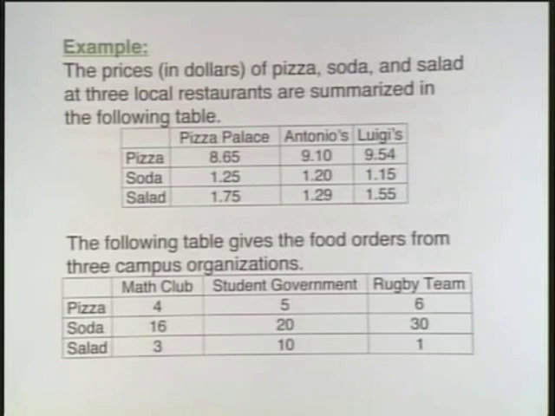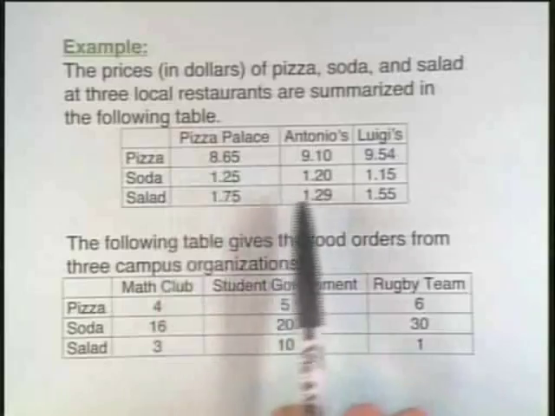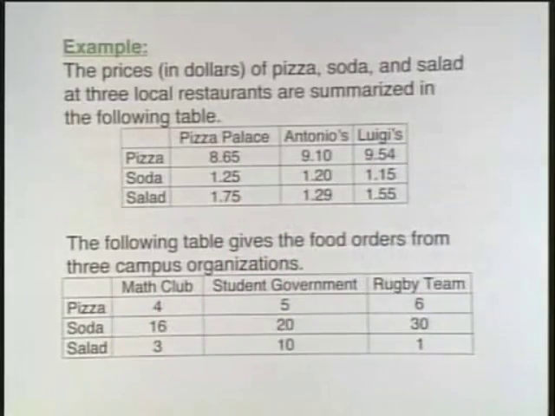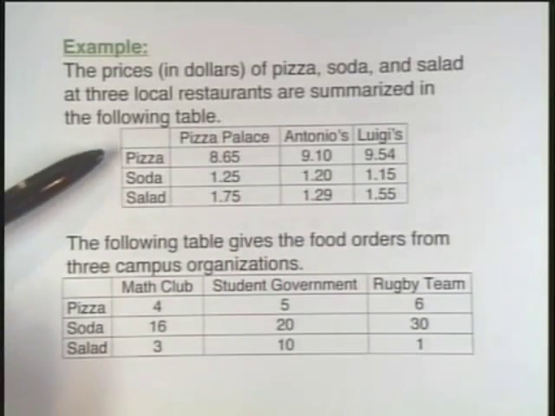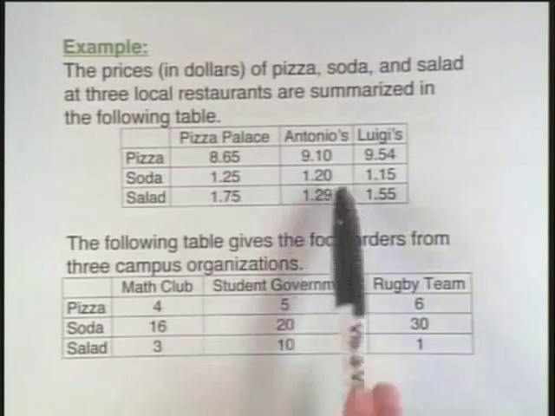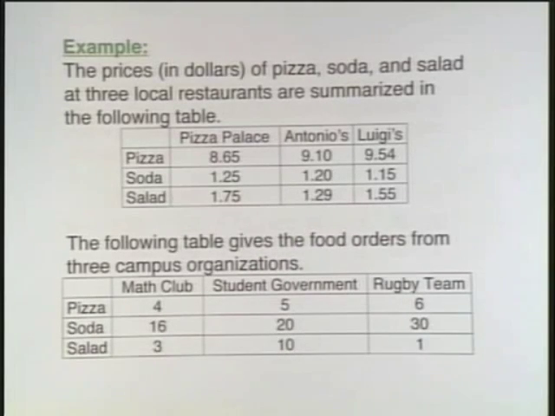Example: the prices in dollars of pizza, soda, and salad at 3 local restaurants are summarized in the following table. The restaurants are Pizza Palace, Antonio's, and Luigi's, and pizza, soda, and salad are what the prices are given for. The following table gives the food orders from 3 campus organizations. The organizations are the Math Club, Student Government, and the Rugby Team. Their orders for pizza, soda, and salad.